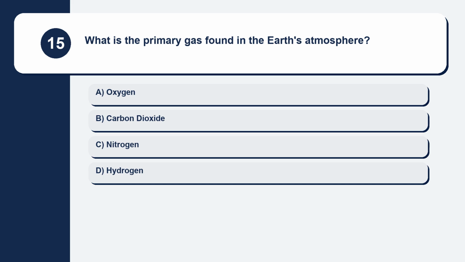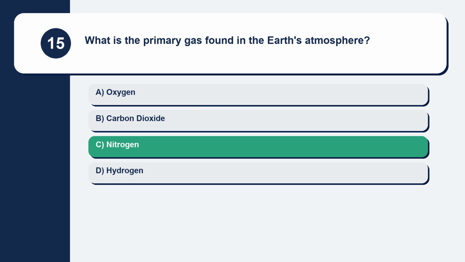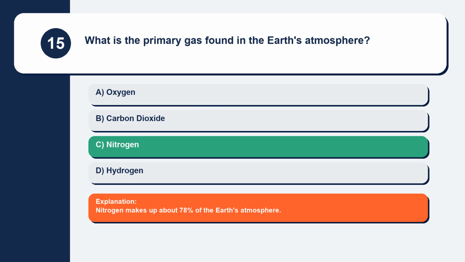Question 15. What is the primary gas found in the Earth's atmosphere? Oxygen, carbon dioxide, nitrogen, hydrogen. Nitrogen makes up about 78% of the Earth's atmosphere.